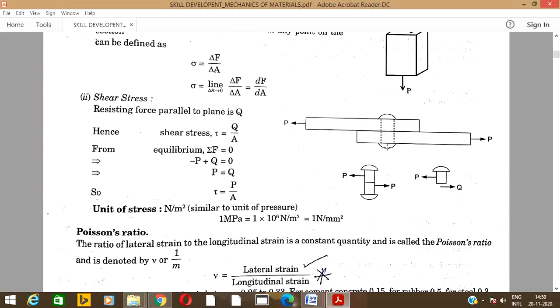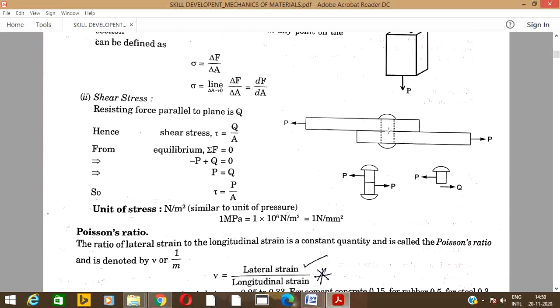Here we have a rivet. These two plates are connected by the rivet at the end. This plate is subjected to an external force of P and this plate is also subjected to an external force of P. These two forces are acting in opposite directions. One is acting in the leftward direction, another in the rightward direction. Due to these applied forces, this section of the rivet is going to tear off.